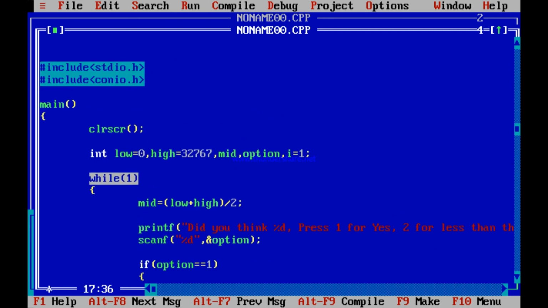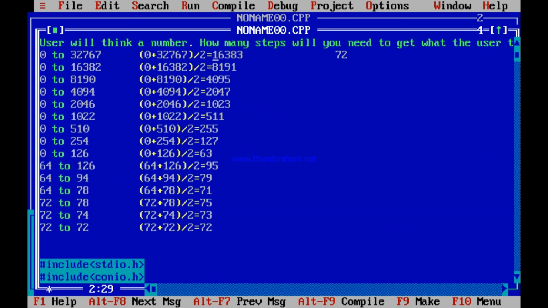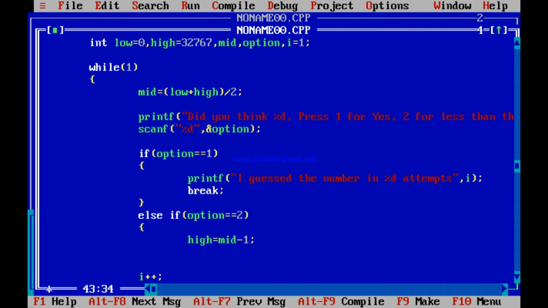Check out why. Say you ask the user, did you guess 16383? 1 for yes, 2 for less than that, 3 for more than that. What will the user press? The user will not press 1, it is not 16383. The user guessed less than 16383, say 72. The user will press 2. As soon as the user presses 2, what do I need to do? Your high, which was 32767, will have to be changed and you need to make it mid minus 1. So your high will be equal to mid minus 1.